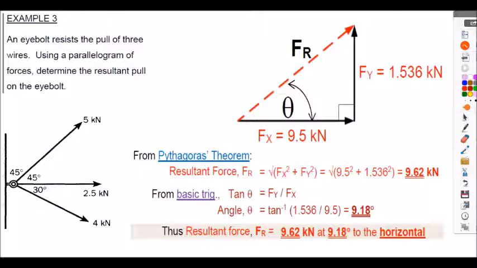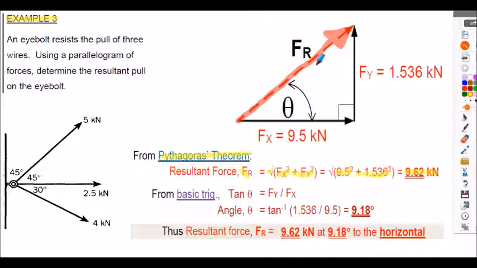So here's example 3 continued. So to work out the resultant force, the length of this line shown here, we will use Pythagoras' theorem. So the length Fr is equal to the square root of the Fx squared value added to the Fy squared value shown above, the square root of, in brackets, 9.5 squared added to 1.536 squared. So be careful with the calculator uses there, but that should give you a magnitude of 9.62 kilonewtons.